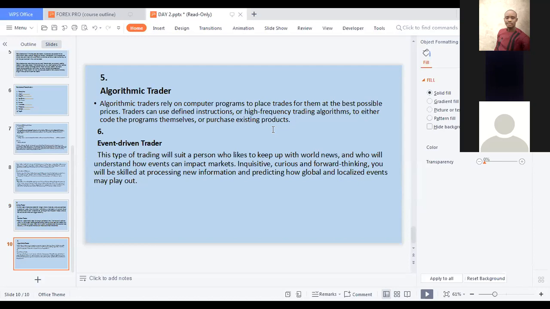So what am I trying to say? Algorithmic traders are traders that use robots or that design robots, that design scripts. What is a script? A script is a piece of code that runs once. A robot is also known as an expert advisor. An expert advisor is a combination of scripts that runs. And what they use in designing robots is MetaQuotes Language 4.